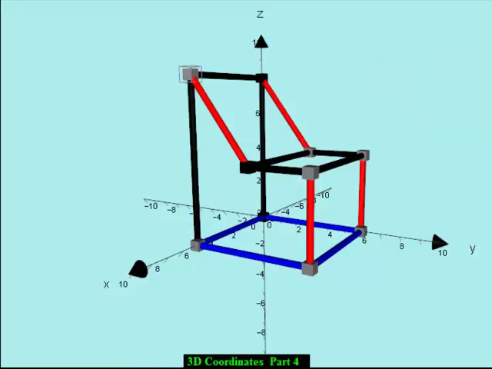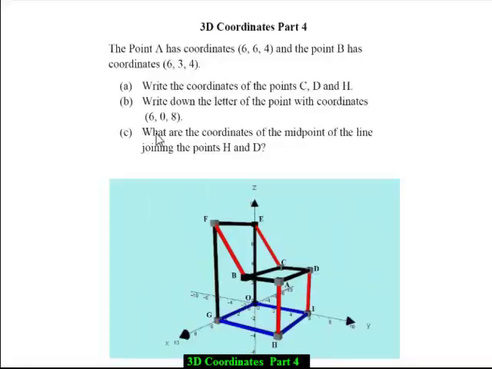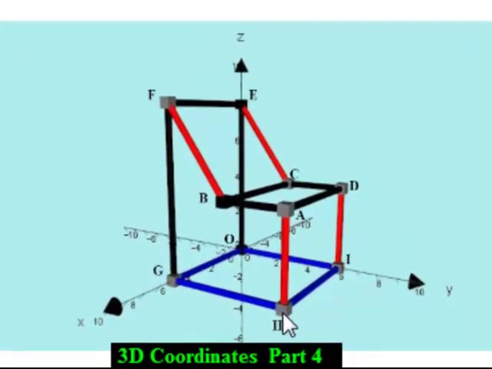Okay? Right. Next part. What are the coordinates of the midpoint of the line joining the points H and D? That to that. Well, this is a rectangle. It's a 6 by 4. Where the diagonals meet is the point we're looking at. So how far along the x-axis do I go for that midpoint? Well, it's halfway, which is 3, 6 parallel to the y-axis, and how far up? It's half of 4, which is 2. So it's 3, 6, 2.